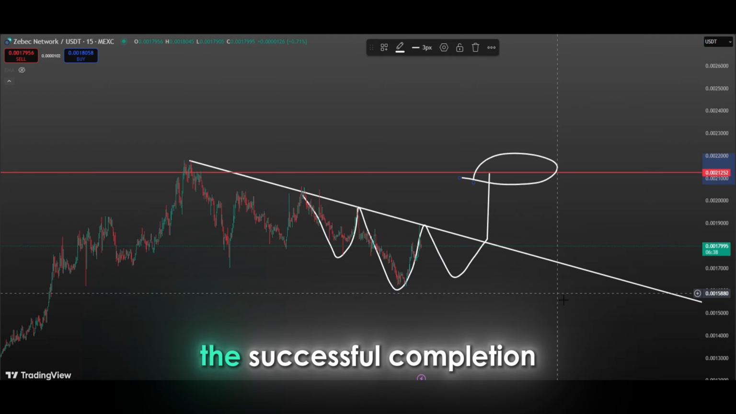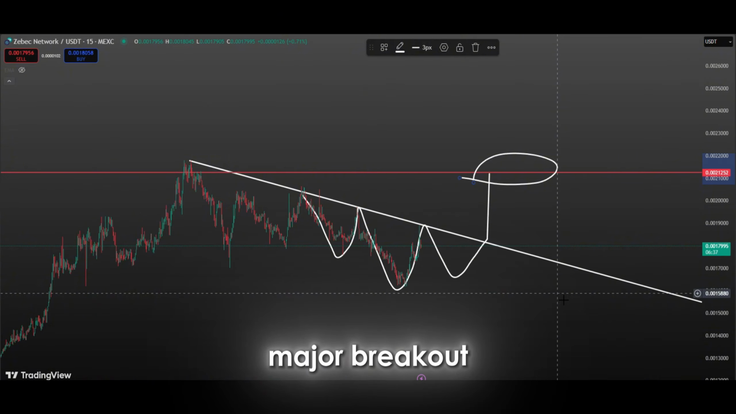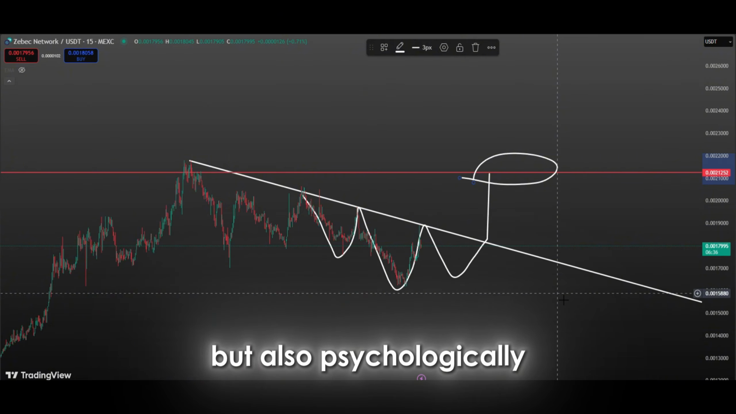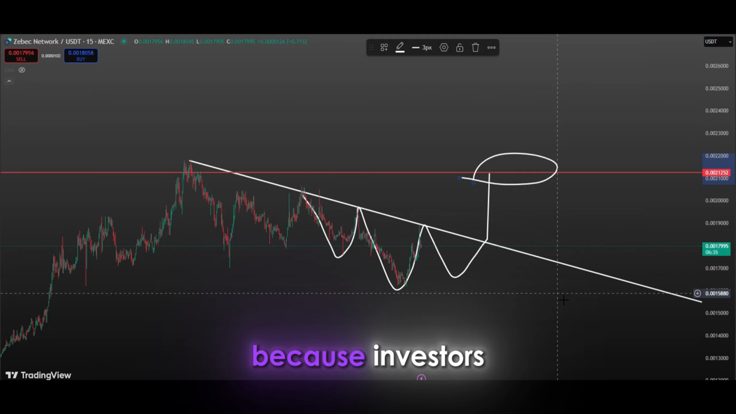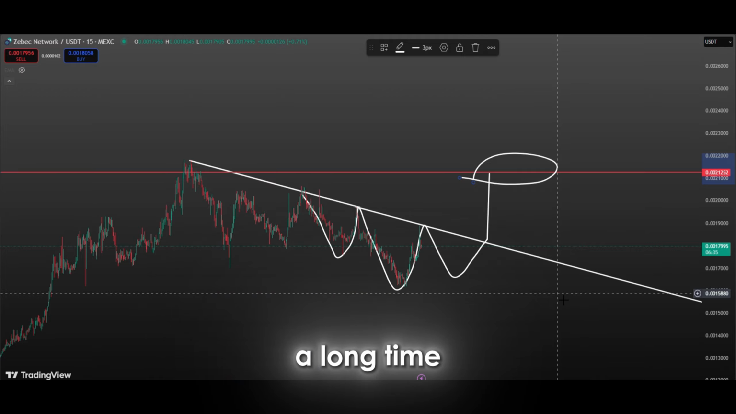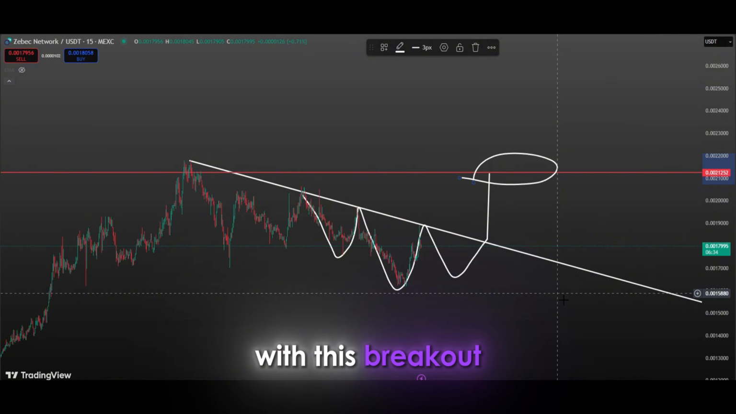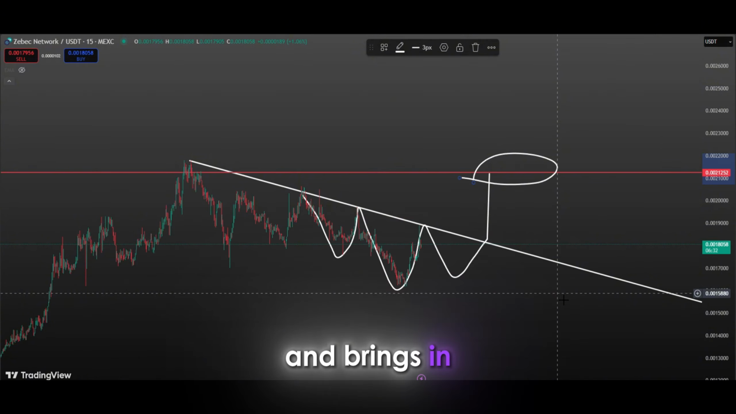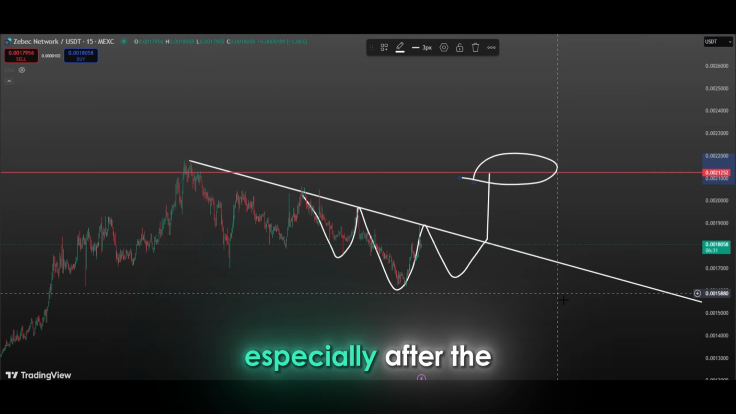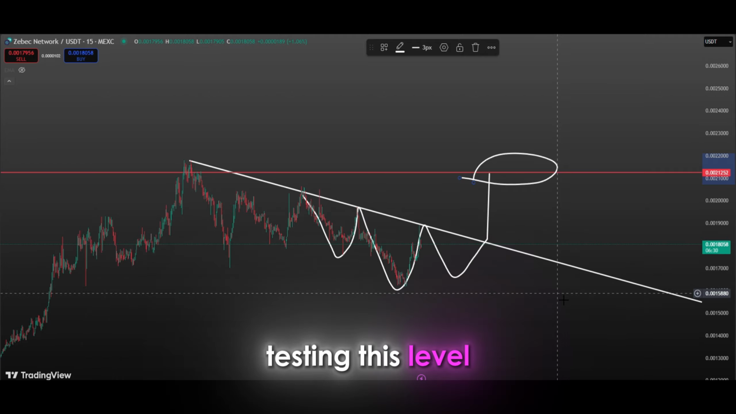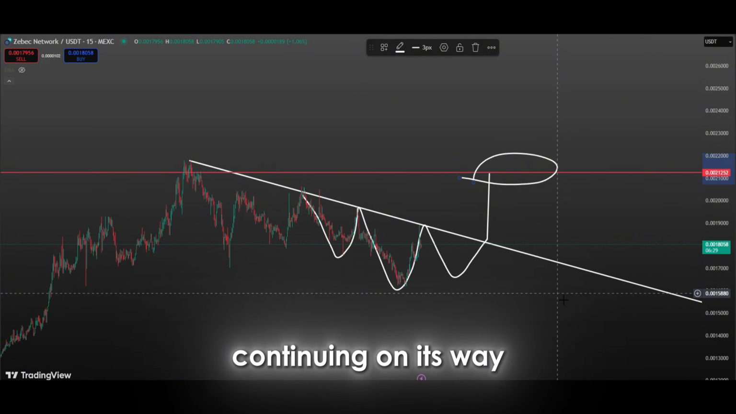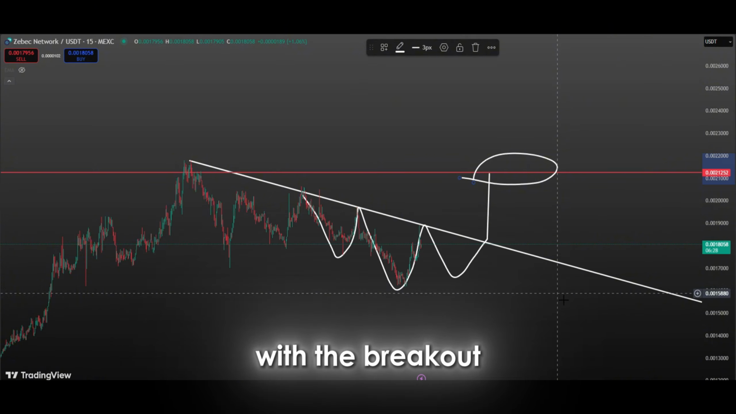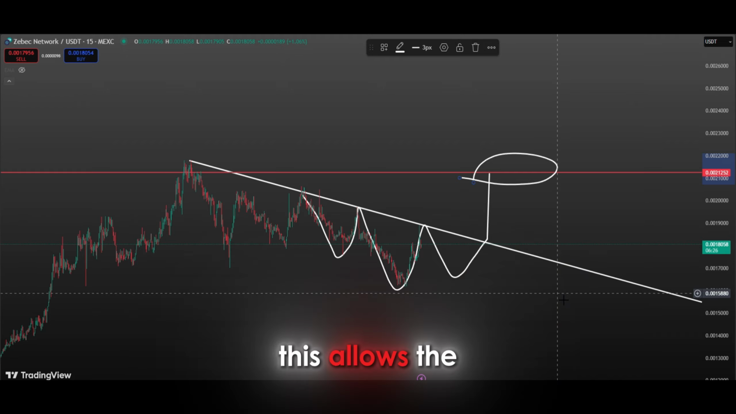The successful completion of the pattern would be a major breakout, not only technically, but also psychologically. Because investors, who have been under pressure for a long time, start to regain confidence with this breakout. This confidence starts a positive cycle in the market and brings in new buyers, especially after the price breaks the neckline. Testing this level as support and continuing on its way, investors who trade with the breakout retest strategy also come into play. This allows the price to rise more steadily and strongly.